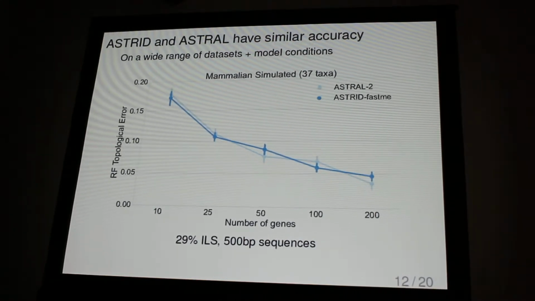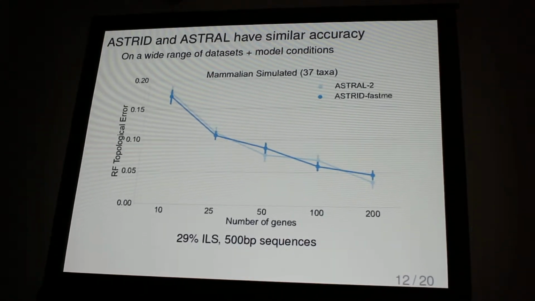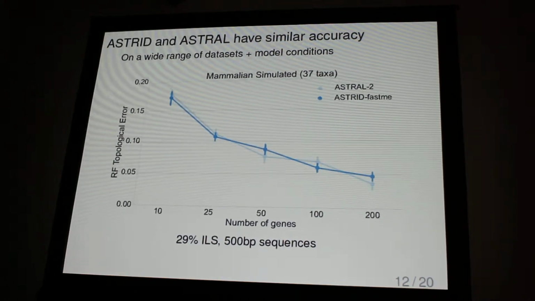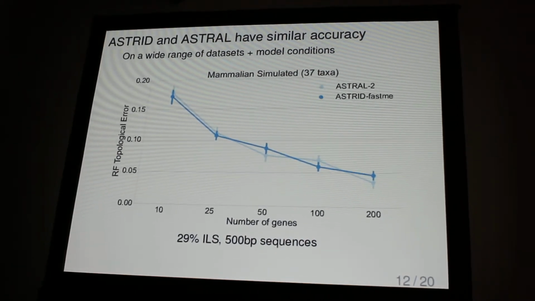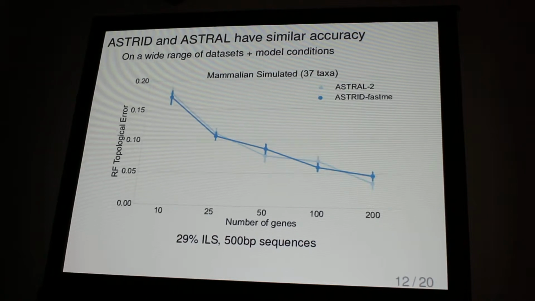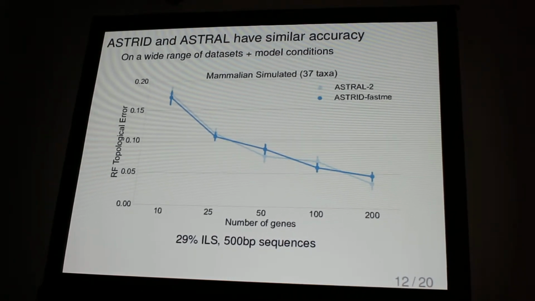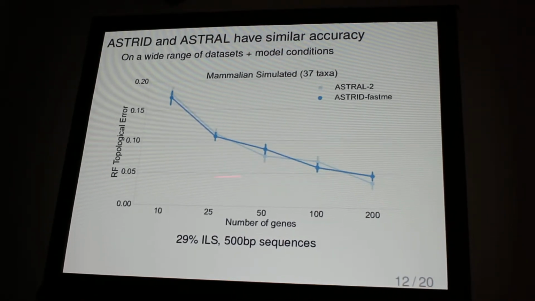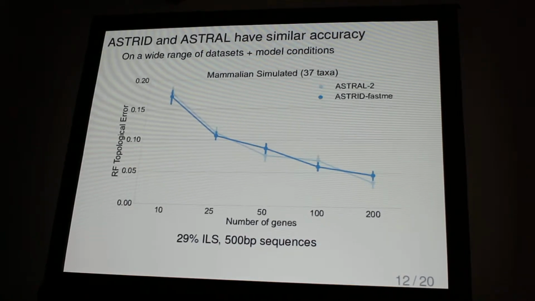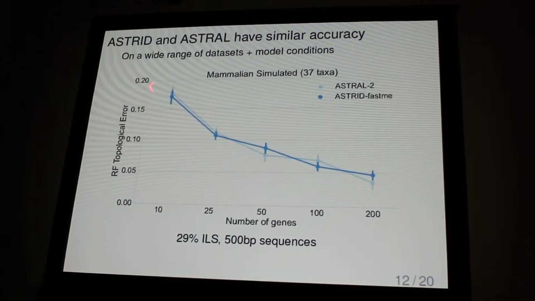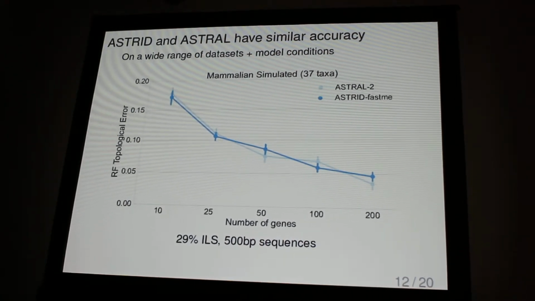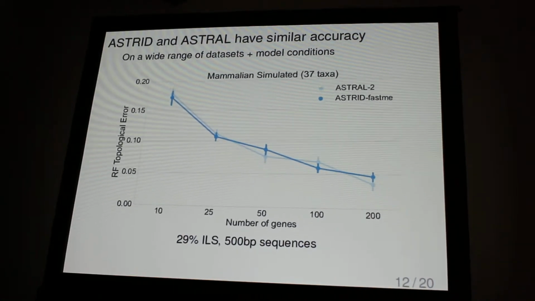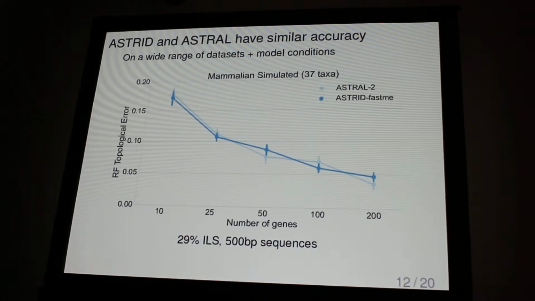And there are some cases where ASTRID gets slightly better accuracy, and there are some cases where ASTRAL gets slightly better accuracy. But on the whole, their accuracies are quite competitive, and they're quite accurate. Once we get to 200 genes, we only have about 5% topological error, which corresponds to a small number of branches, 1 or 2 in this 37 taxon data set.